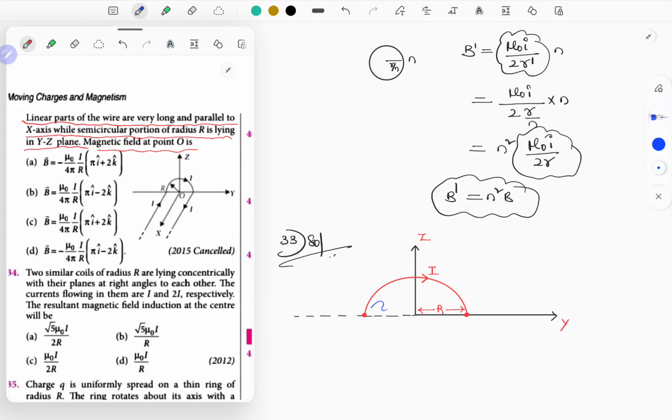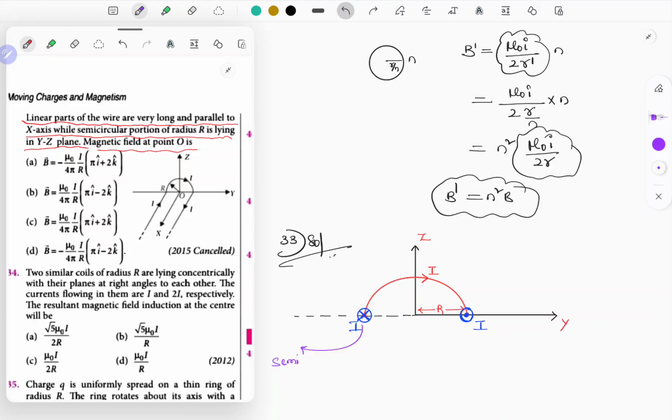Just observe here. If current is into the board, I am going to represent it with a cross. If current is out of the board, I am going to represent it with a dot. So this is how I can change that. Now it's very easy to understand. So here current I is into the board, here current I is outward. Now by using the right hand rule, you can find out the direction of magnetic field due to these two conductors. These are semi-infinite wires.